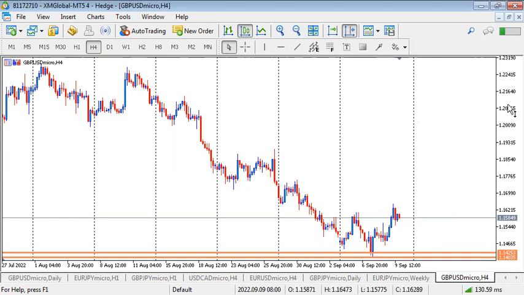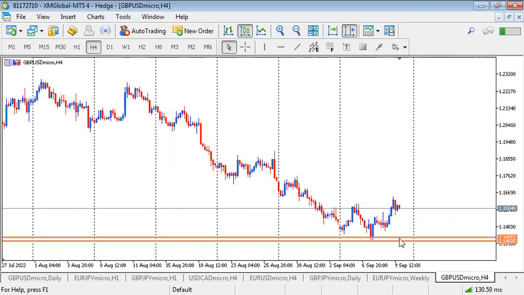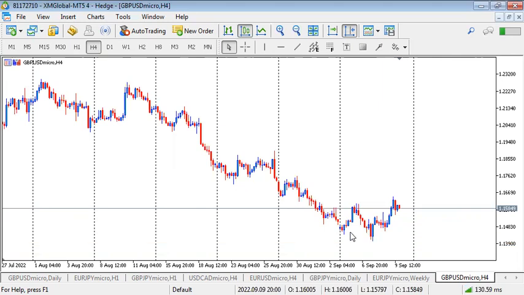So we're here on the 4-hour. Let me get rid of these lines so we have a clearer picture. So here we are on the 4-hour. We have what appears to be a break of this low. We might call it a stop hunt. Then a break of this high. That's a break of structure to show you that price is willing to move upward.